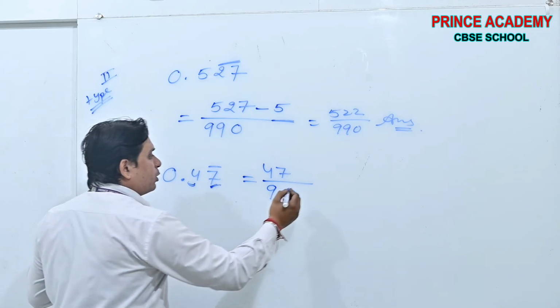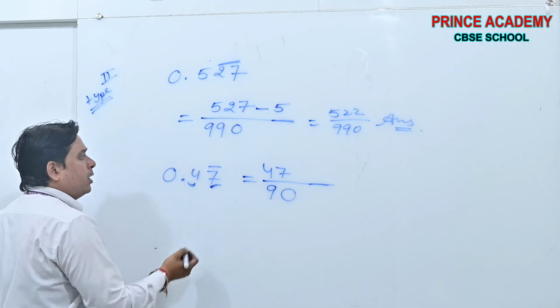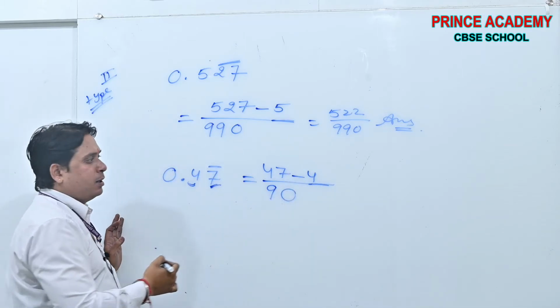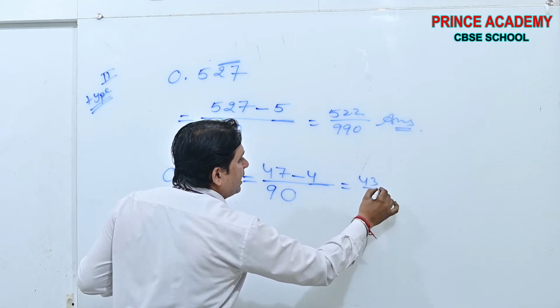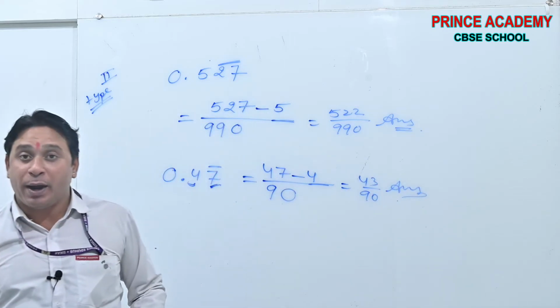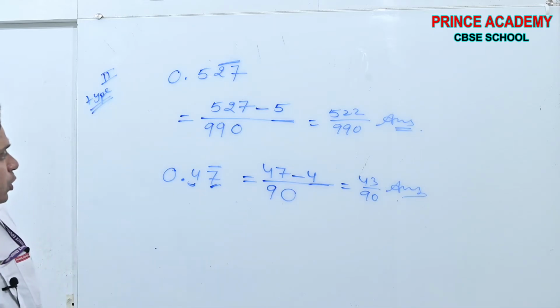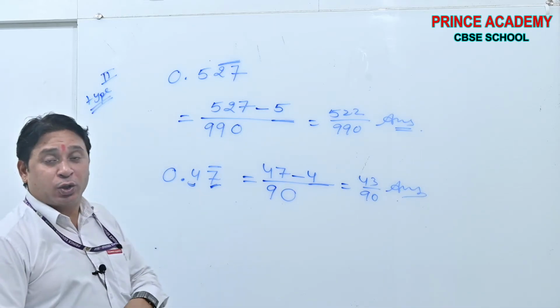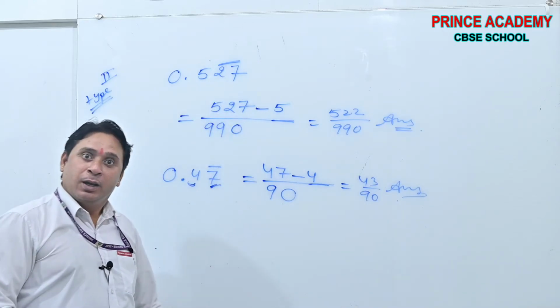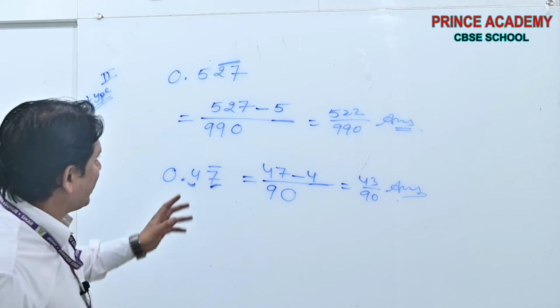And now what about the numerator? Write the whole number minus the non-repeating part. You will get 43 by 90. Yes or no? You can check your textbook, exercise 1.3, question number 3 part 2. Okay, once again I am giving you one more example of the second type.